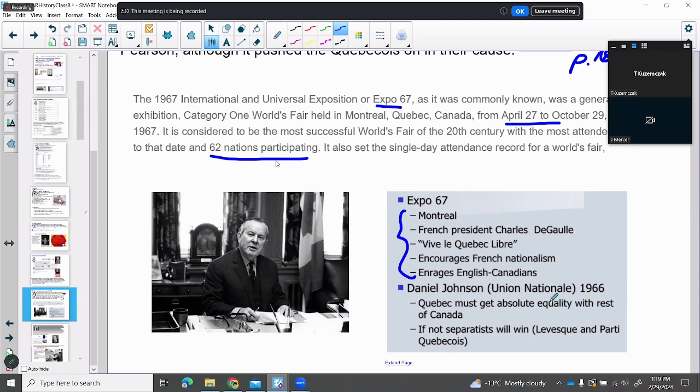Daniel Johnson was also leader of the Union Nationale, and he claimed that Quebec must get absolute equality with the rest of Canada. He said if not, separatists will win, which means it will be Levesque and the Parti Quebecois.